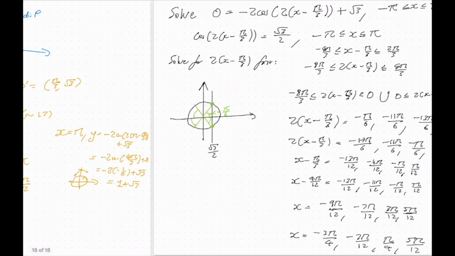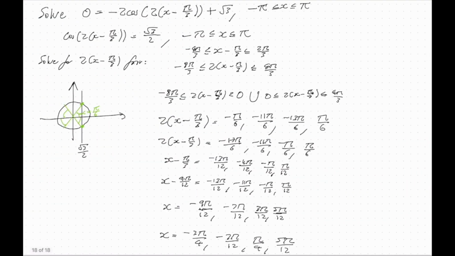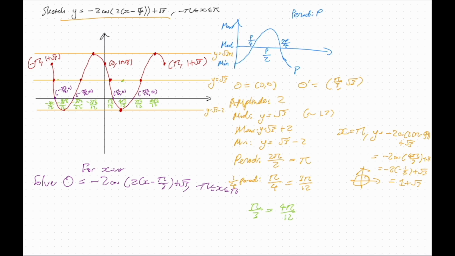0, minus 7 pi on 12, 0, pi on 4, 0, and then 5 pi on 12, 0. And so that's basically the approach that you would use to find the x-intercepts.